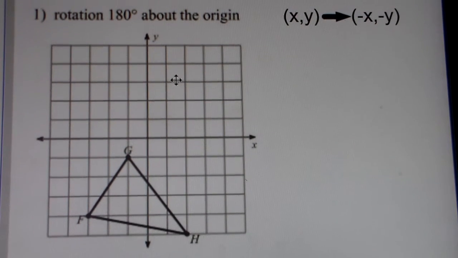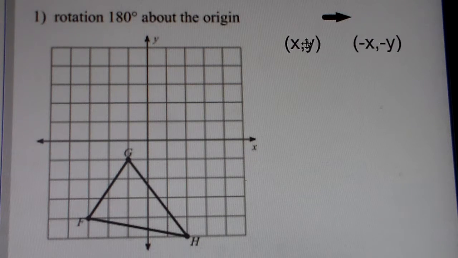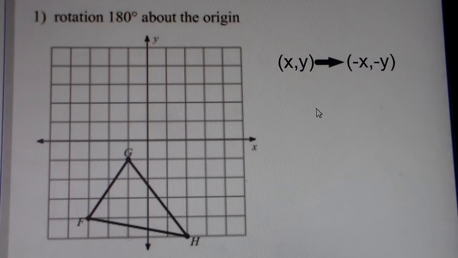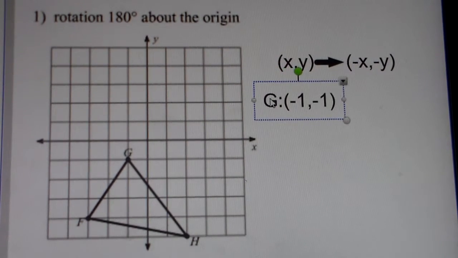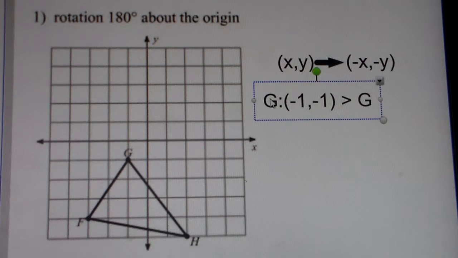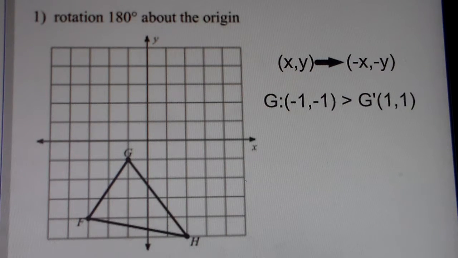Alright, so number 1. What we have here is a rotation of 180 degrees about the origin. We have to rotate this triangle about the origin. To rotate something 180 degrees, we take its original coordinates and change the signs of them. The original coordinates of G are -1, comma, -1. G prime's coordinates then will be 1, comma, 1. We just change the signs of G. We then put a little dot at 1, 1, and that's our G prime.